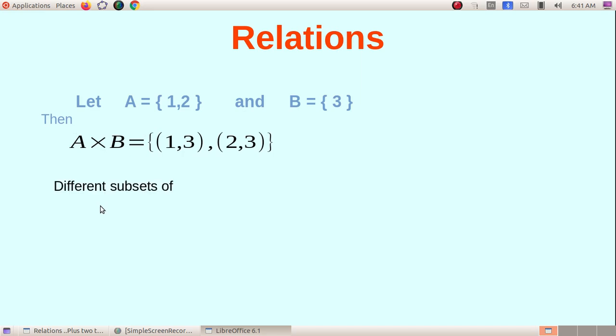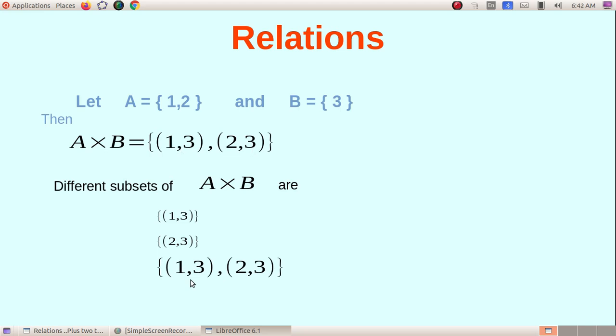Let me list those subsets. First subset contains only one element. What is that? Set {(1, 3)}. Okay, set {(1, 3)} is the first subset. What is the second subset of A cross B? That is the set {(2, 3)}. These 2 subsets are the subsets containing only one element. Is there any more subset containing only one element? No. Now let us write the subset containing 2 elements. Which is that? That is set {(1, 3), (2, 3)}. Okay.